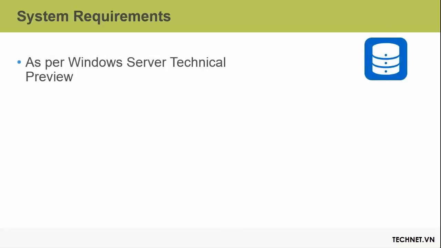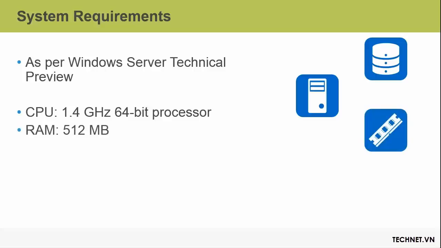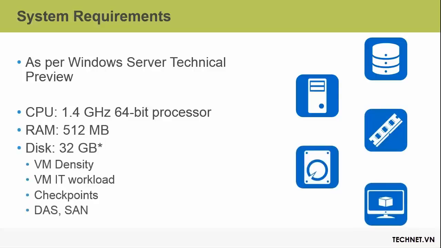Hyper-V has system requirements as per Windows Server Technical Preview. That would be a CPU that's at least 1.4 GHz, 64-bit, at least 512 megabytes of RAM, and at least 32 gigabytes of disk space. Now, naturally, all of these hardware requirements will go up depending on your virtual machine density and the IT workloads working within those virtual machines.